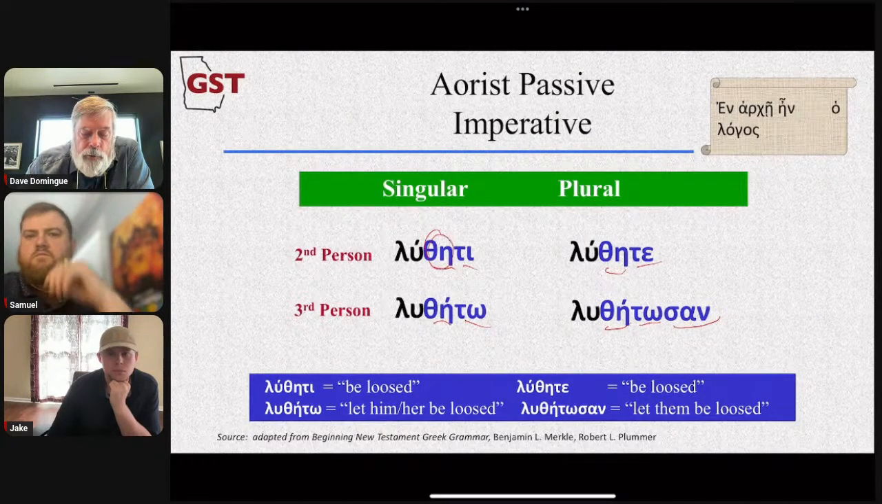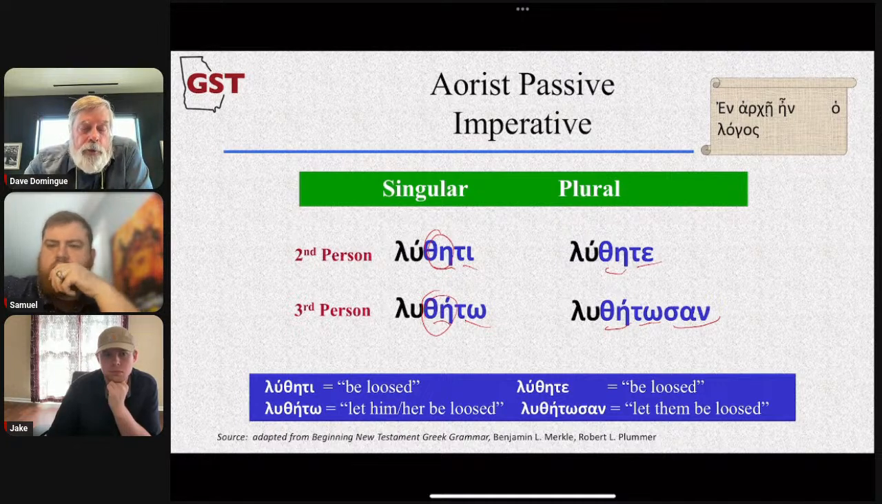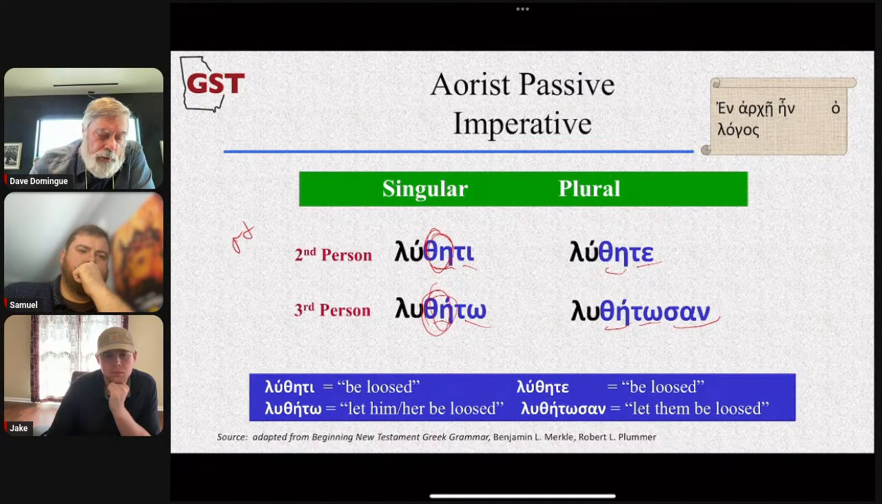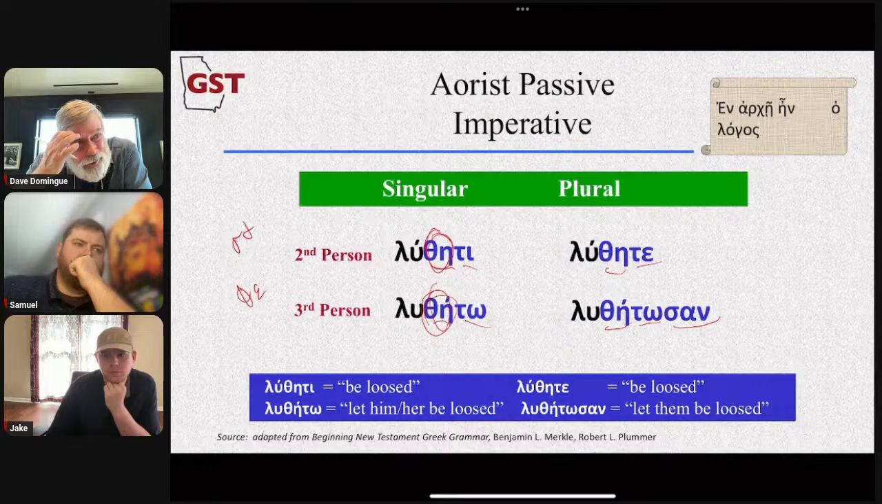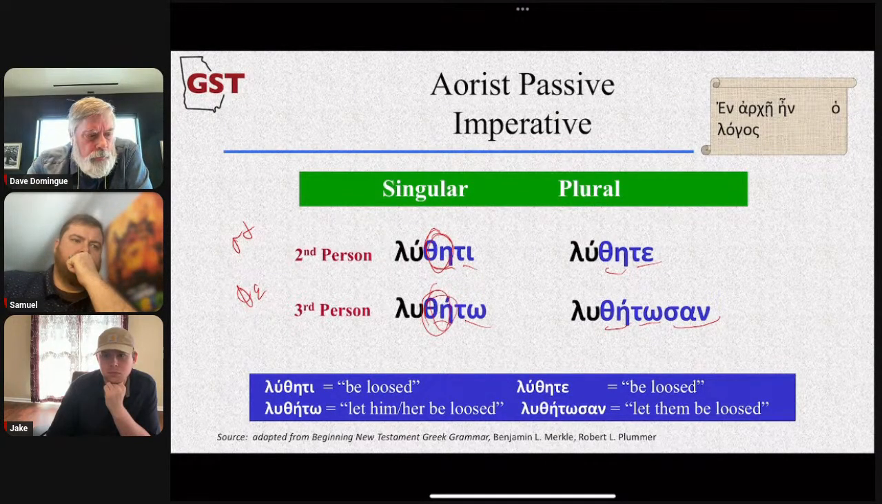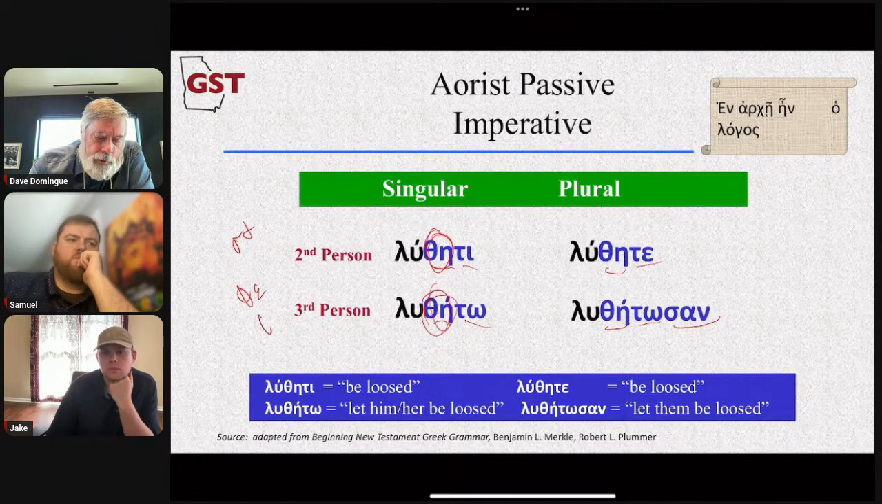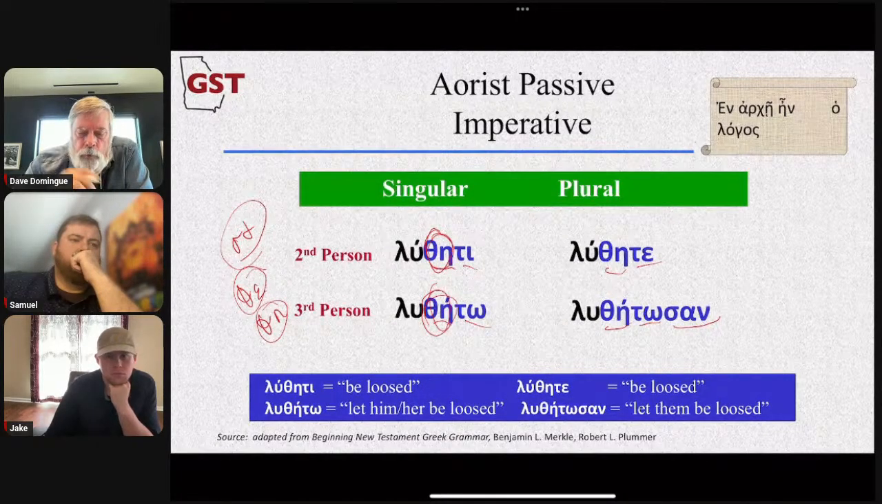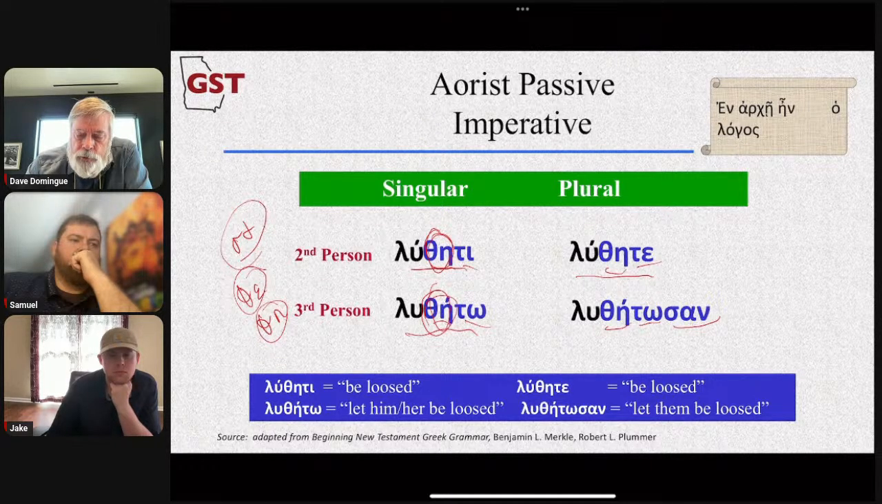The theta eta we've seen before. That is an aorist passive morpheme. Instead of the sigma alpha, the theta eta is used, or in some cases the theta epsilon. I can't remember now which morpheme uses the theta eta, but those are typical morphemes for the aorist, right? Theta eta, theta epsilon, and sigma alpha. So luthete, luthete, luthetō, luthetōsan. Just a matter of recognizing.